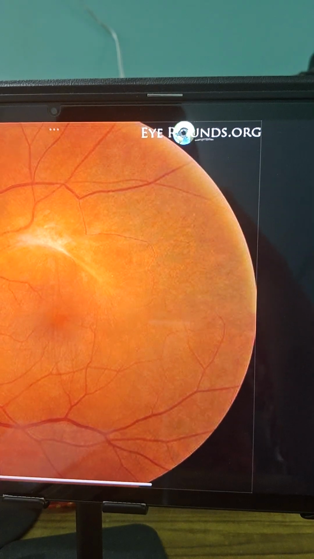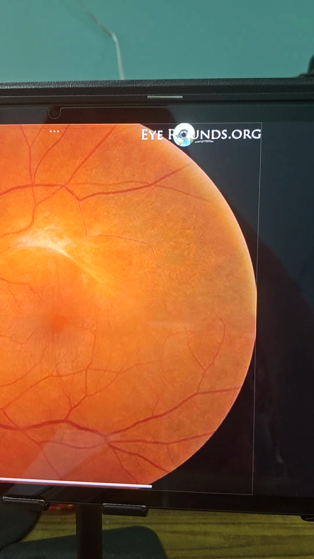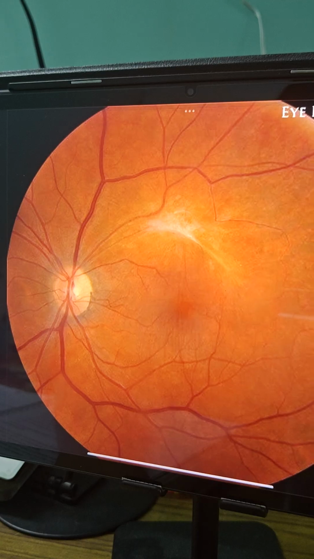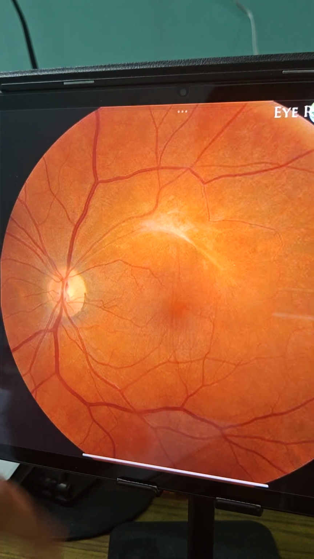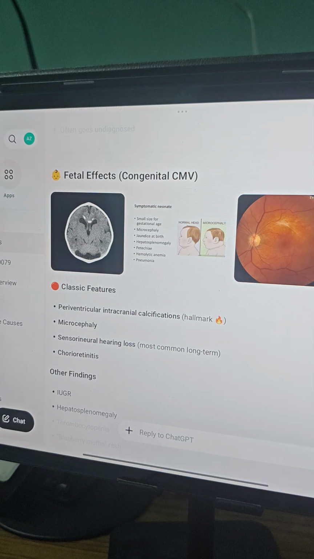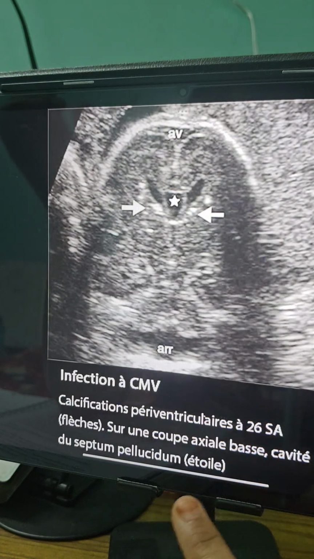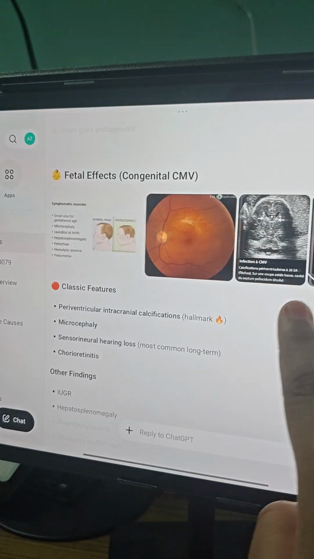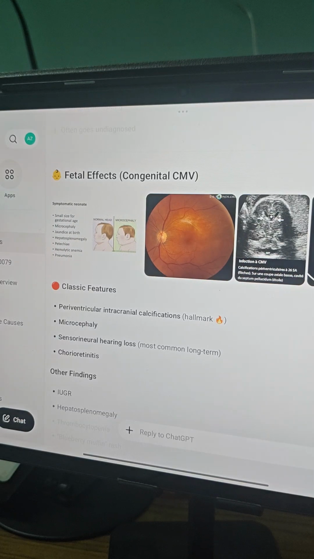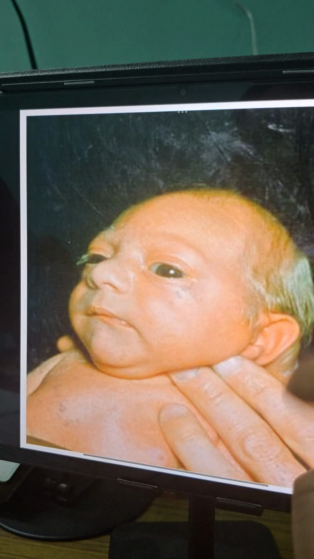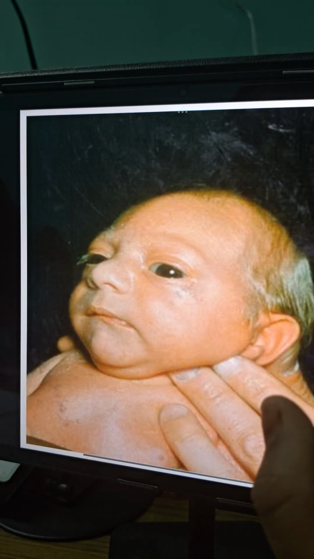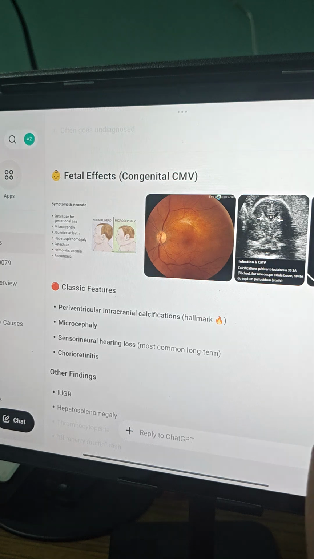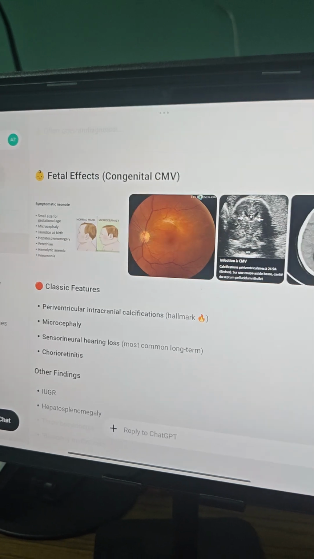Now, can you see the disc? And there is an increased number of vessels around the disc. So this is the retinal image, and this is showing chorioretinitis. And this is also periventricular calcification shown. These are also periventricular calcifications, and this is a baby with a small head, meaning microcephaly, which is one of the features of congenital CMV.